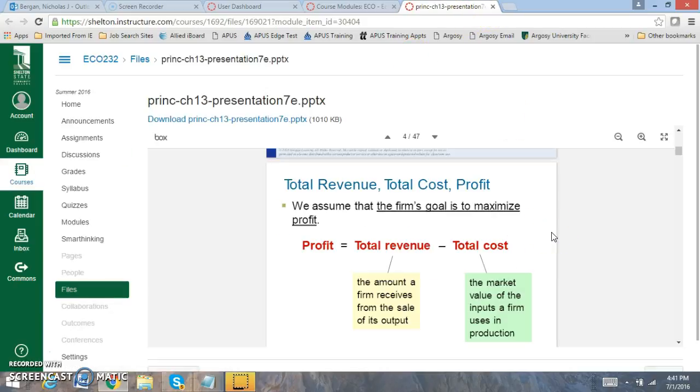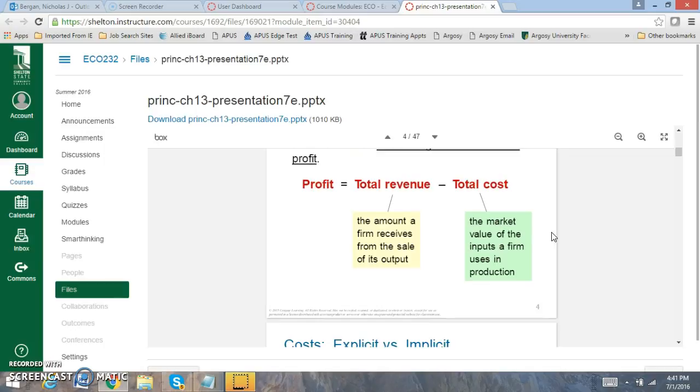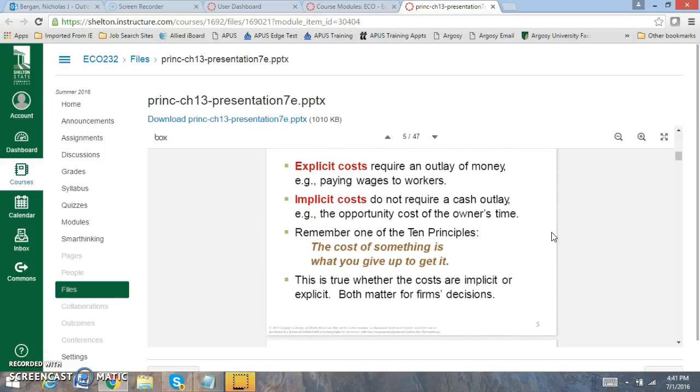So for this week, we're going to look at the role of production costs. We start with production costs with profit. Profit is total revenue minus total cost. Total revenue is looking at how many units we sell times the price of the product. Total cost is looking at the total cost to produce those units of production.